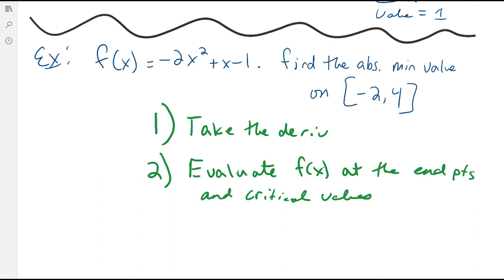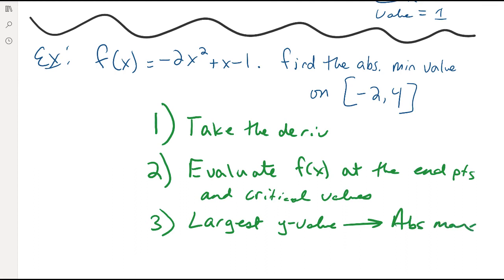If you remember from the first derivative test, our critical value is when we take our first derivative and it's where it's equal to 0. That's what we're going to do. Then the third step is you just eyeball it. Remember f of x is your y value, so your largest y value corresponds to your absolute max. The smallest y value is then your absolute min.